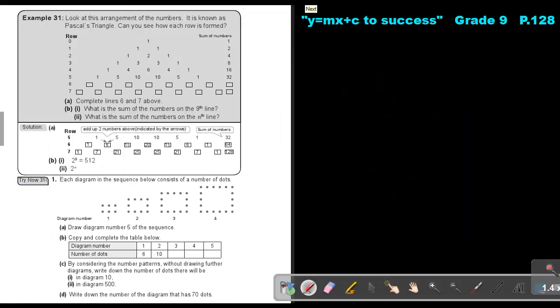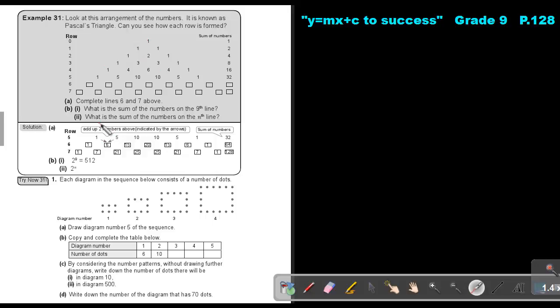Okay, let's do the last one. Let's just go through this. Look at this arrangement of the numbers. It's known as the Pascal's triangle. Can you see how each row is formed? So it's 1, 1, 1. And then they add these two up. So 1 plus 1 is 2. 1 plus 2 is 3. 2 plus 1 is 3. And then 1 plus 3 is 4. 3 plus 3 is 6. 3 plus 1, 4. And so they go on.